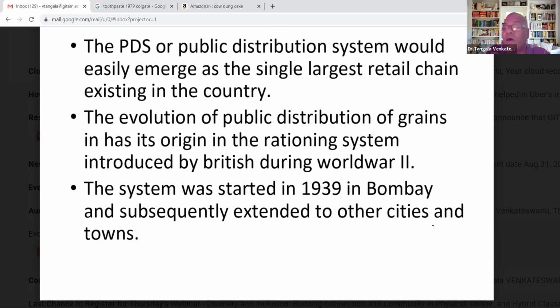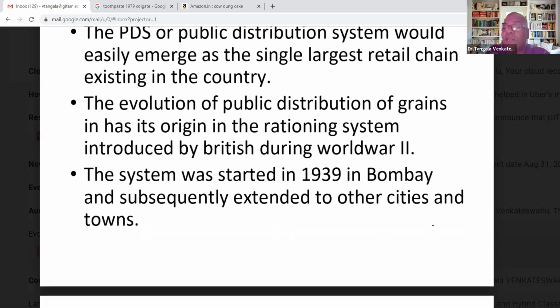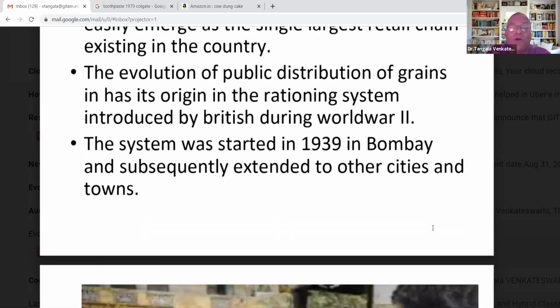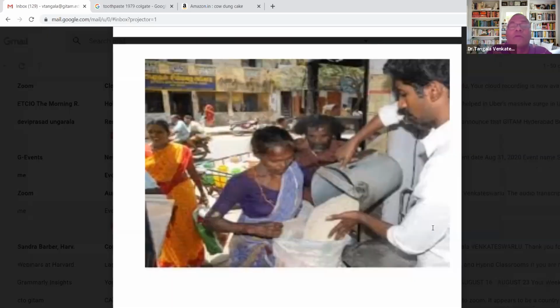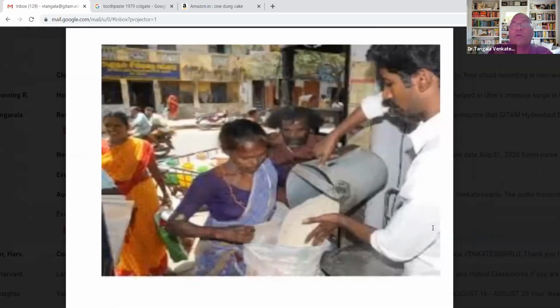It's a kind of rationing system introduced by the British during World War II. This system started in 1931 in Mumbai, and subsequently it was extended to other cities and towns. So this is the image of a PDS outlet, a ration shop.